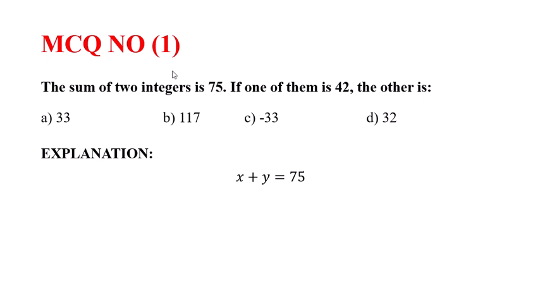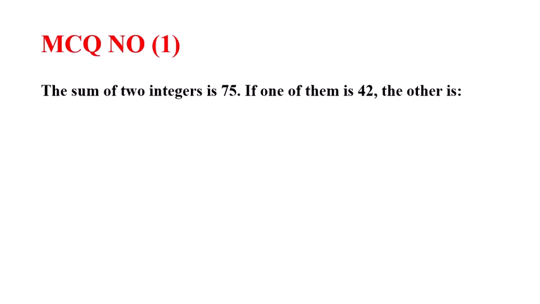The given condition is sum of two integers. It means that the sum of two integers, x plus y, is equal to 75 and one of them is 42. So let us consider x is equal to 42 plus y is equal to 75. So 42 shifts to the other side, it will be negative. So 75 minus 42, that is 33. So y is equal to 33. The final answer of MCQ number 1 is 33. Option A is correct.